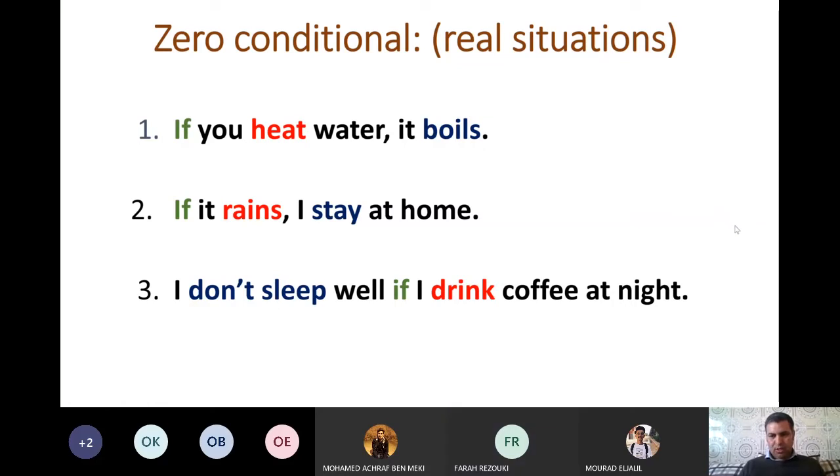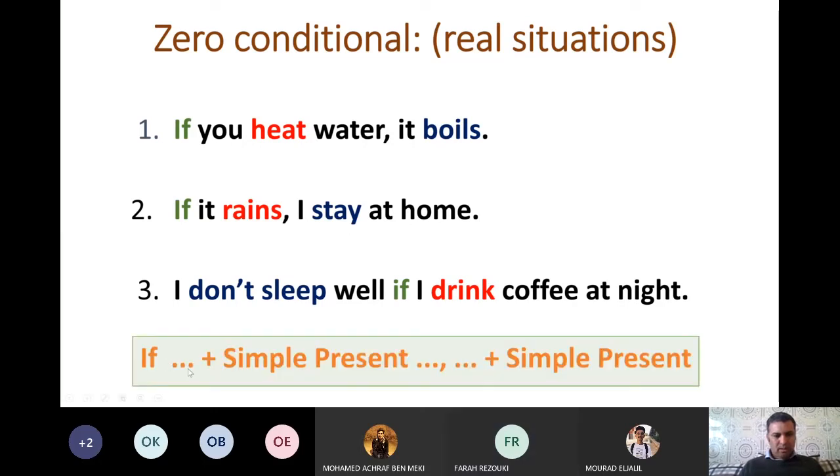So I guess by now you have guessed the times of the verbs and also the rule of making conditional type 0. So it is, as you might have guessed, if plus subject plus present, like rains, plus subject plus verb in the present simple. So conditional type 0: if plus verb. The first verb is in present simple, and also the second verb is in present.